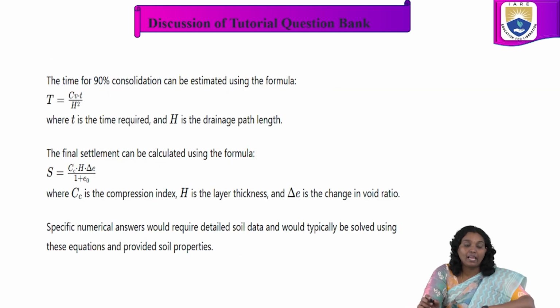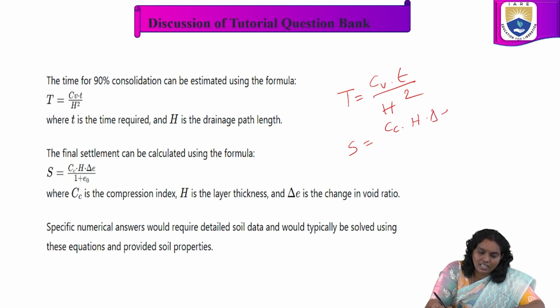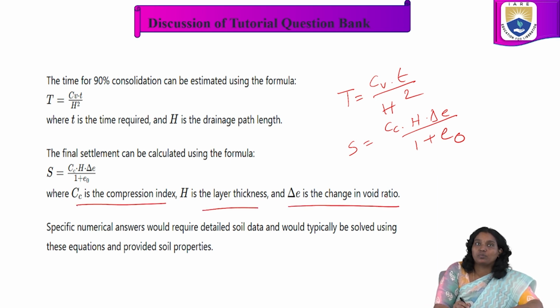Now, the time for 90% consolidation can be estimated using the formula t = Tv × H² / Cv, where t is the time required and H is the drainage path. And the final settlement S is equal to Cc × H × ΔE / (1 + E₀). Here Cc is the compression index, H is the layer thickness, and ΔE is the change in void ratio.